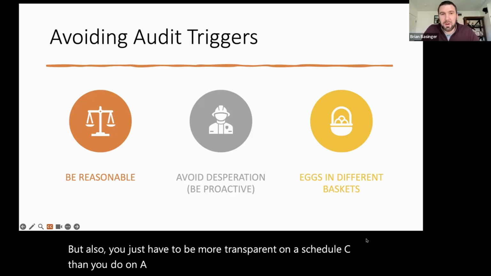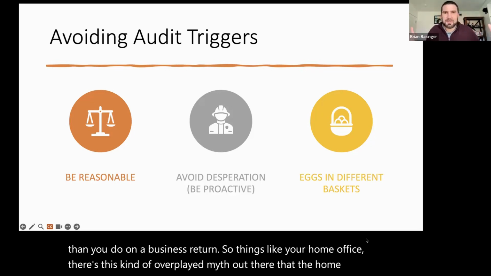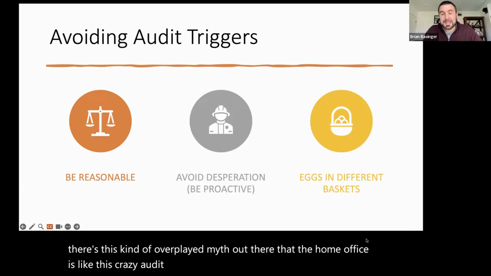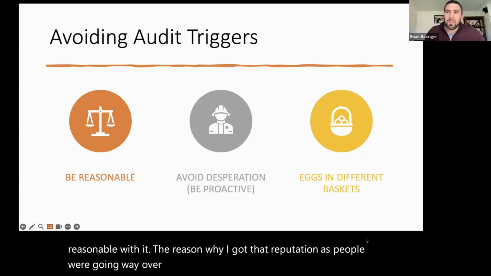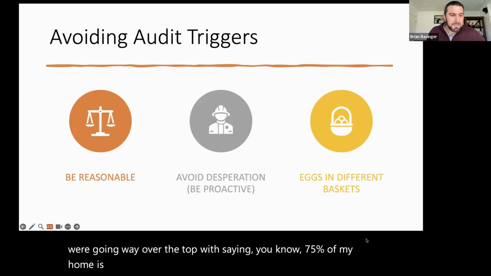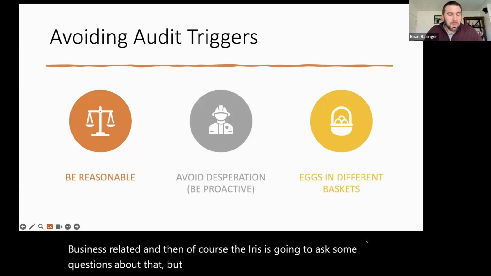business return. So things like your home office, there's this kind of overplayed myth out there that the home office is like this crazy audit red flag. It's not, as long as, again, you're reasonable with it. The reason why it got that reputation is people were going way over the top with saying, 75% of my home is business related. And then of course, yeah, the IRS is going to ask some questions about that, but it's not a red flag as a rule.